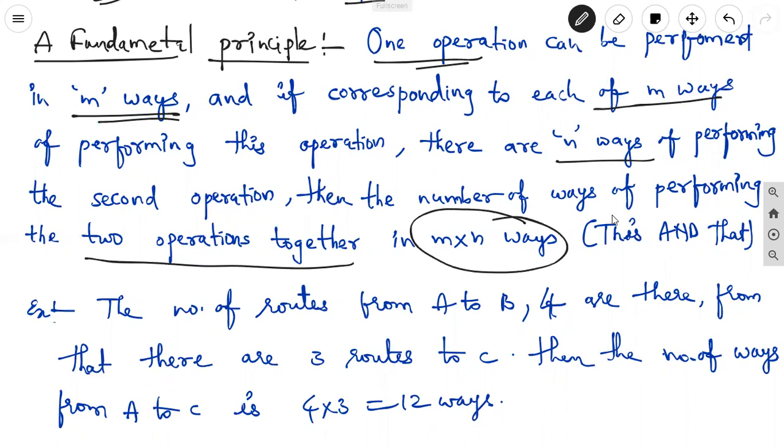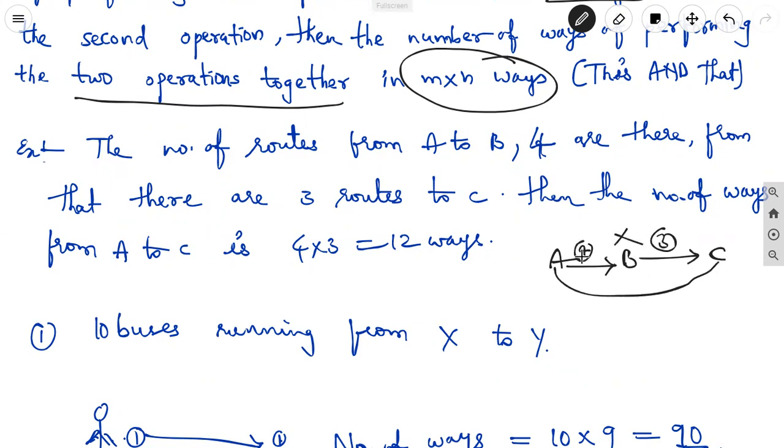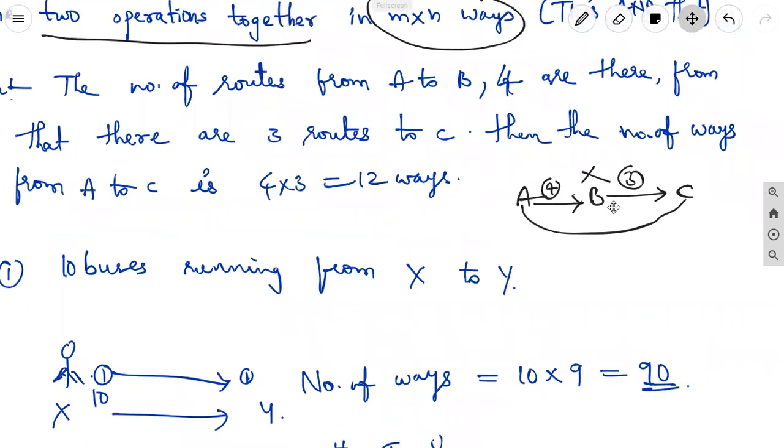For example, I am taking one example. Suppose we are traveling from A to B, then B to C. From place A to B, we can use 4 roots. From B to C, we use 3 roots. In how many ways can we reach from A to C? That is nothing but 4 into 3, 12 ways. How do we get the 12 ways? Here A to B, how many roots are we using? 1, 2, 3, 4 roots. And B to C, 1, 2, 3.